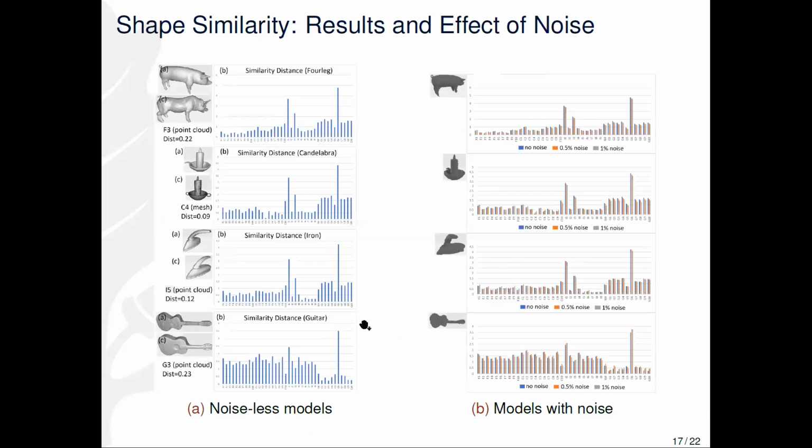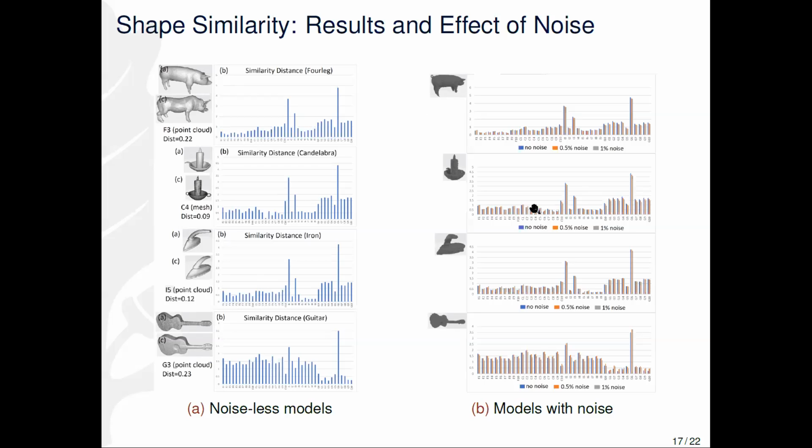And here's our result. On the left, the upper left picture is a query model. And here we have 40 bars. The height of each bar is the similarity distance of one model against the query model. And this lower picture is the model that has the smallest similarity distance with the query model. And as we can see, the results are consistent with human intuition.